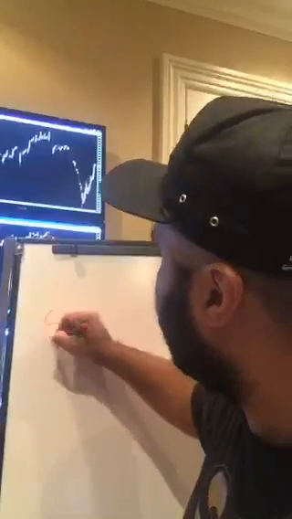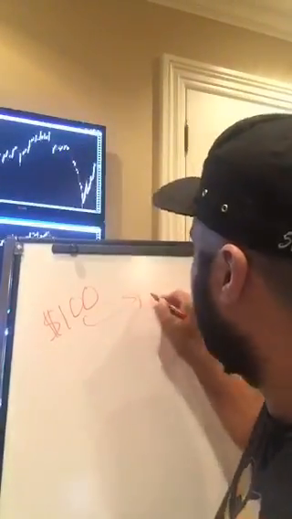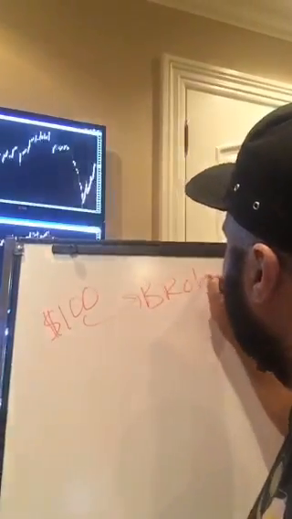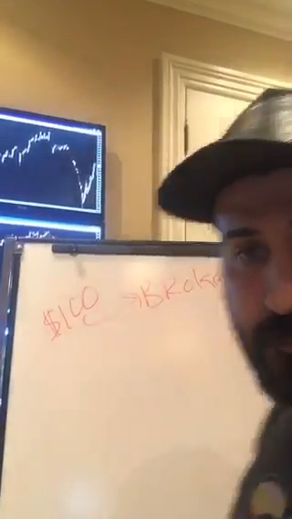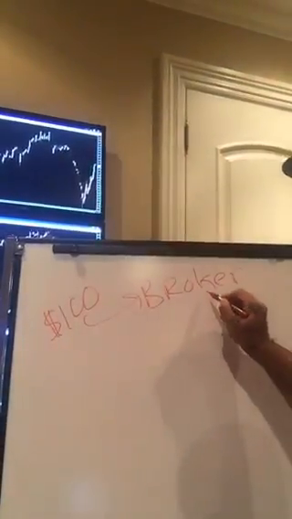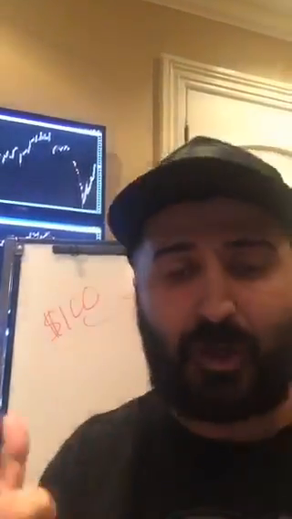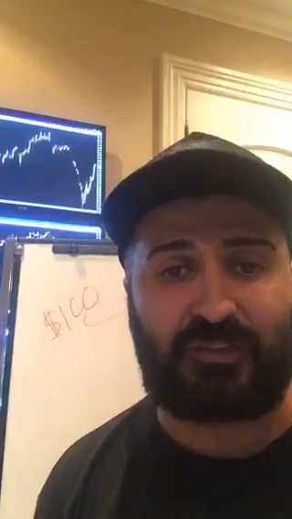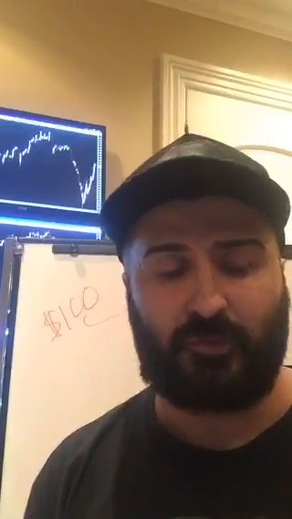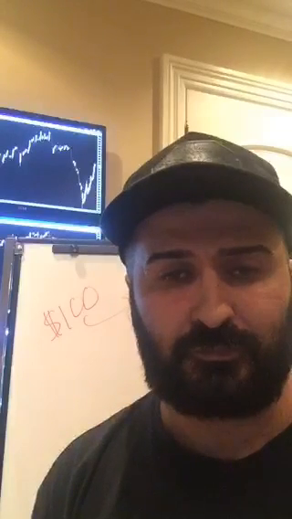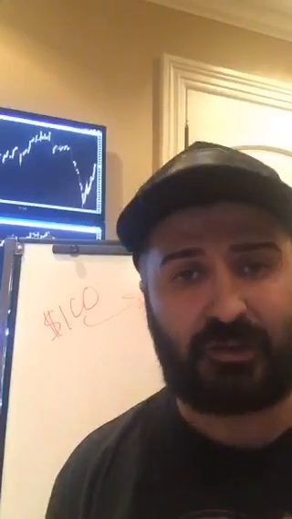When you deposit $100 into the broker, he is supposed to send the money. Who is the broker supposed to send that money to? If I just opened up a $100 account with FXCM, where's FXCM supposed to send that $100? Where? Tell me right now. To the LP, liquidity provider, right?